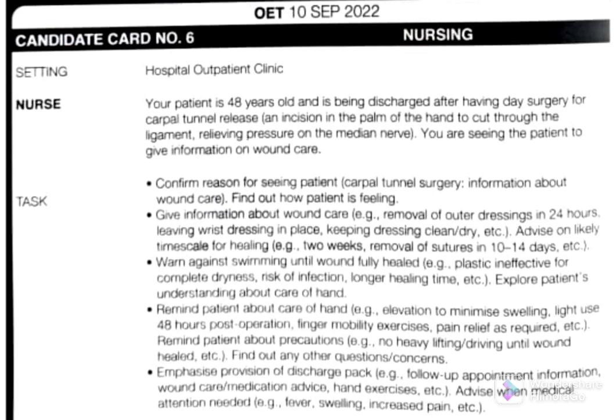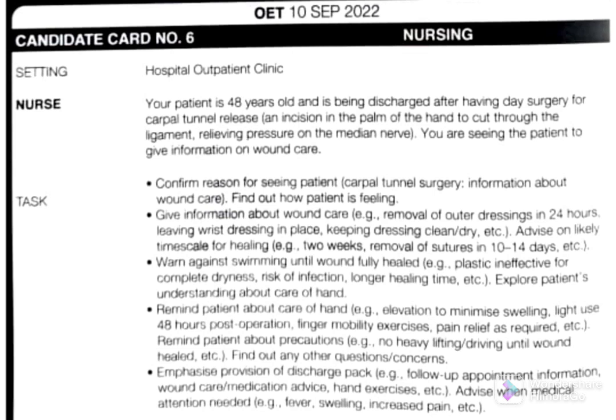Then the next thing is, okay, Mr. John, from my system I can see that you have undergone carpal tunnel surgery and you came here for getting further information about the wound care, isn't it? Or am I correct? So this is a confirm. We are just asking back to the patient. This is the way of asking the first task.